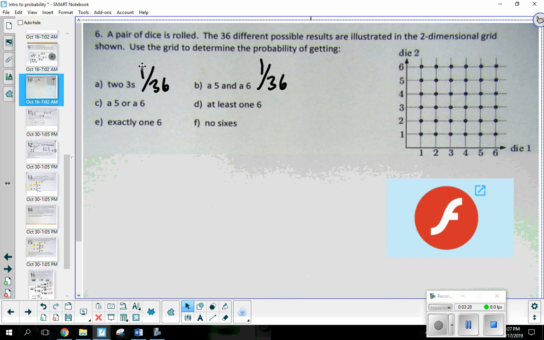So he says 1/36 and 1/18. I will say one of those is correct. Okay. B is 1/18. That's exactly right. Because it says a 5 and a 6. Okay. Well, Jacob changed it. Jacob, do you know why it's actually 1/18? Yeah. Okay, why is that?